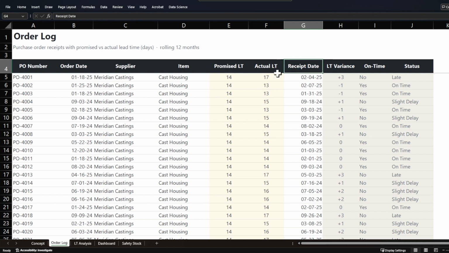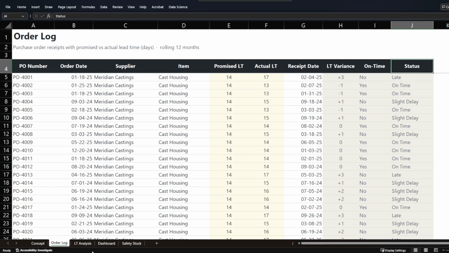Now you can calculate the lead time variance. It's just the difference of these two. Then you can check whether it is on time or not. Because if it is delayed, the lead time variance is positive, so it is not on time. Now we are classifying each order in terms of late, slightly delayed, on time. Slightly delayed is where there is a 15% change between promised lead time and the actual lead time. So you can see that in this case only 1 day delay, so that way it is slightly delayed. But here it is 3 days delay, so it is saying that it is quite late.